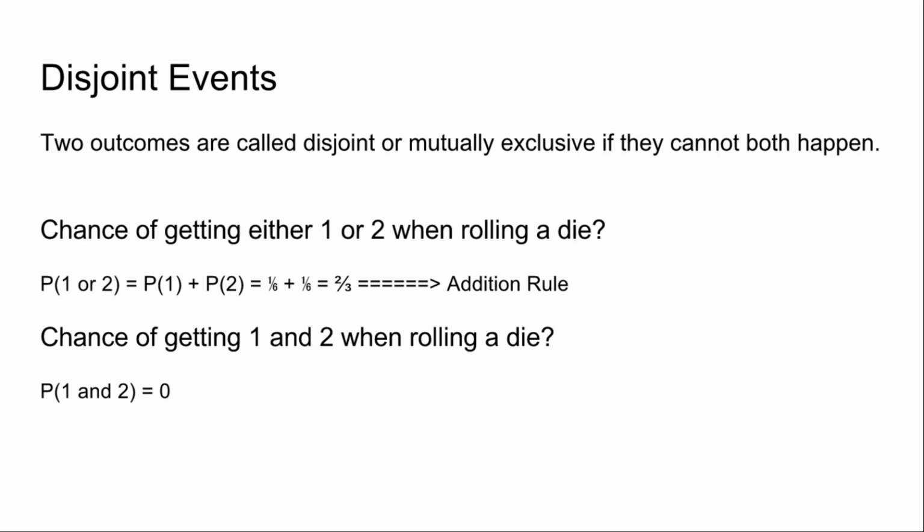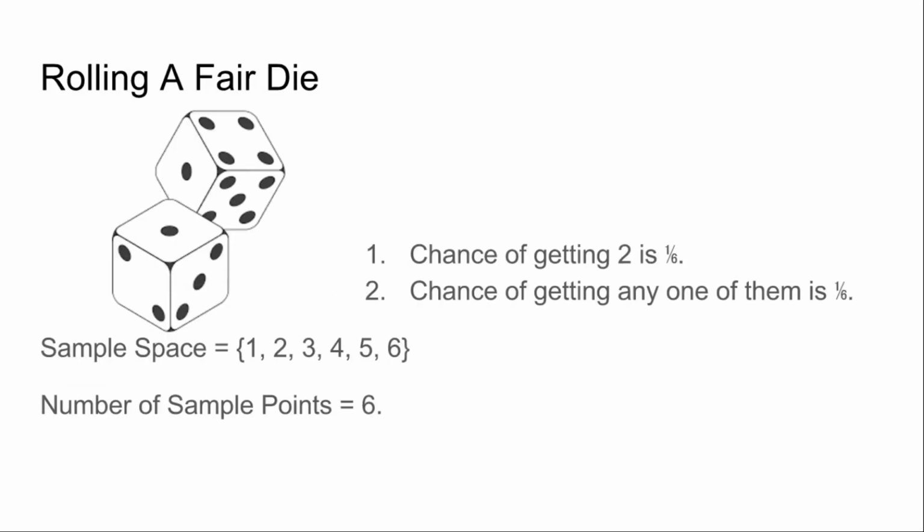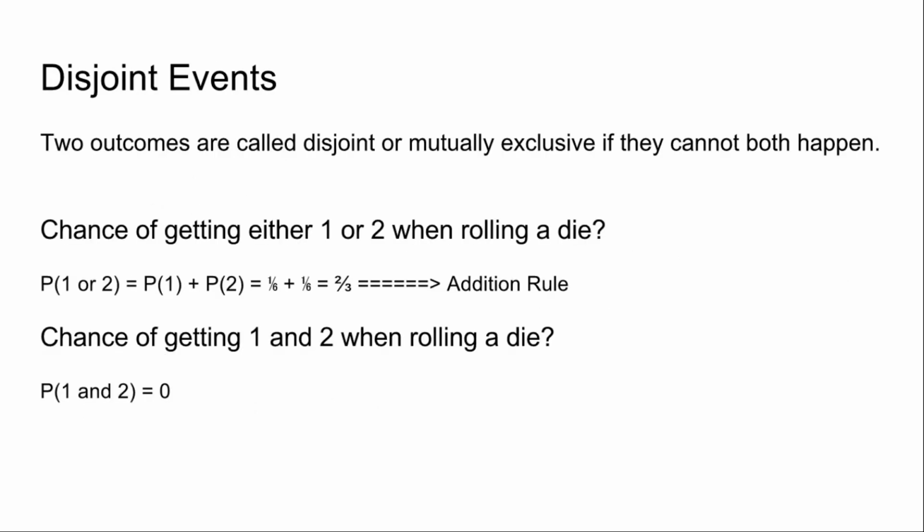Disjoint events. Two outcomes are called disjoint or mutually exclusive if they cannot both happen at the same time. The two examples we just saw are disjoint events because, for this example, when we roll a die, we cannot get one and two at the same time. We'll only get one or two.